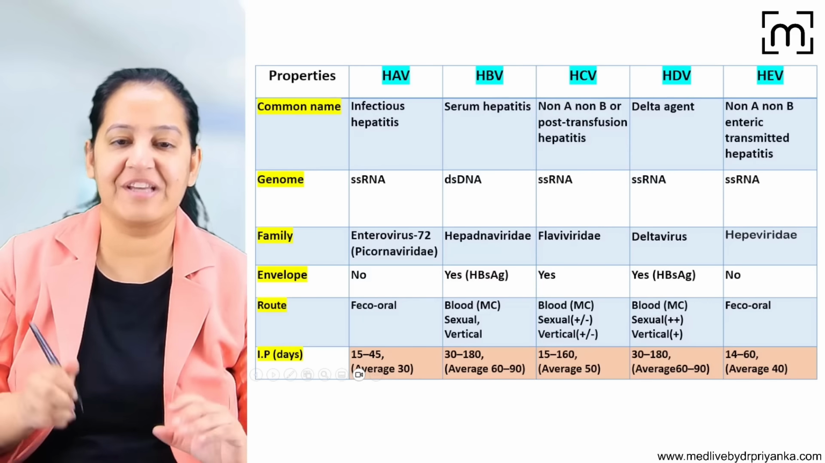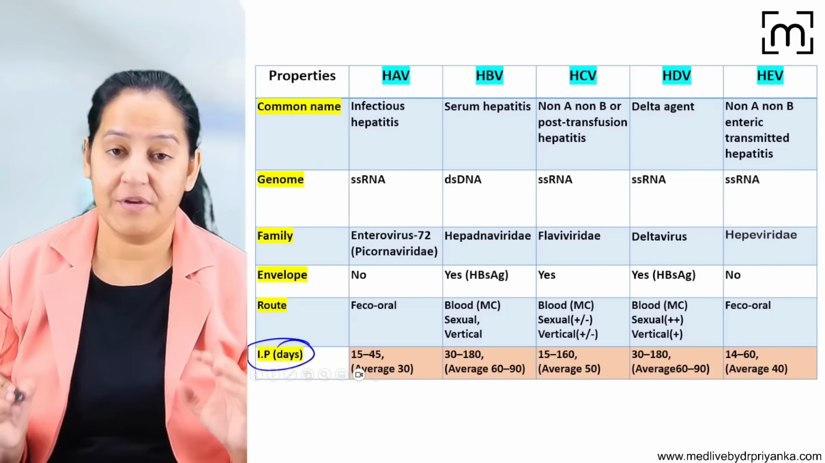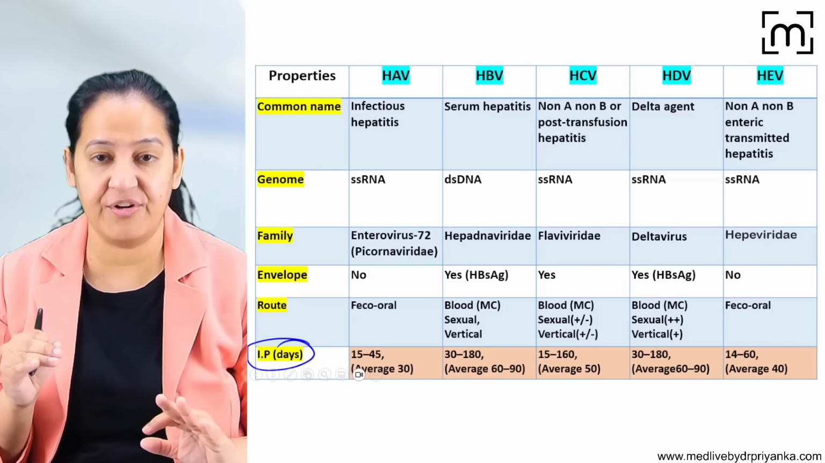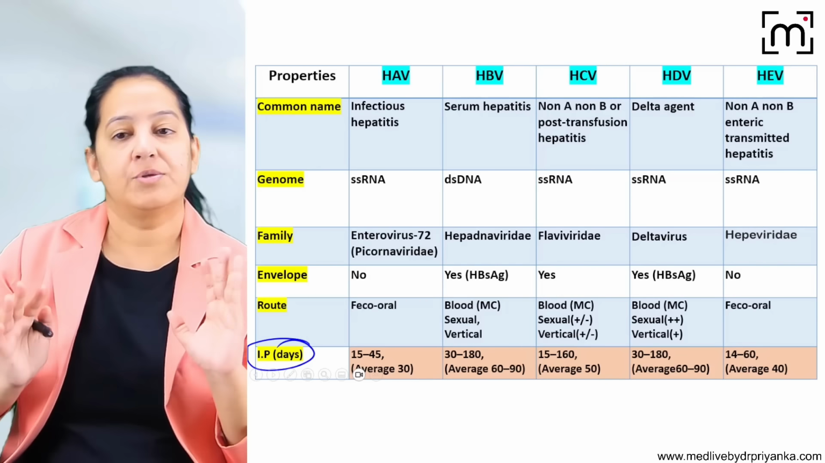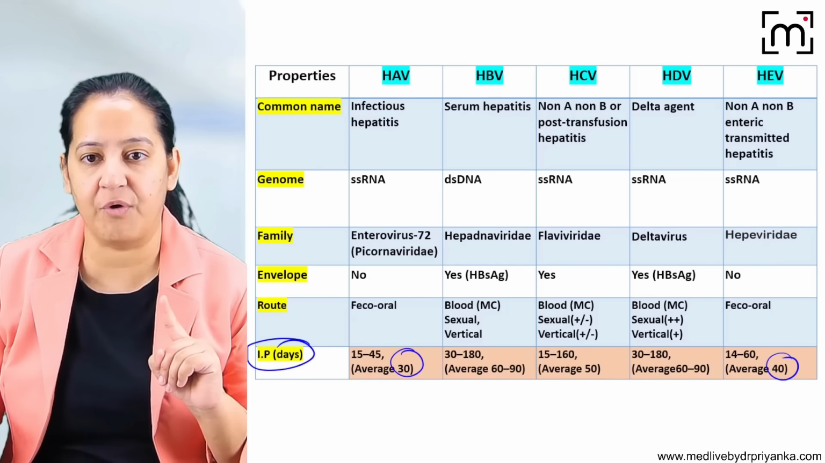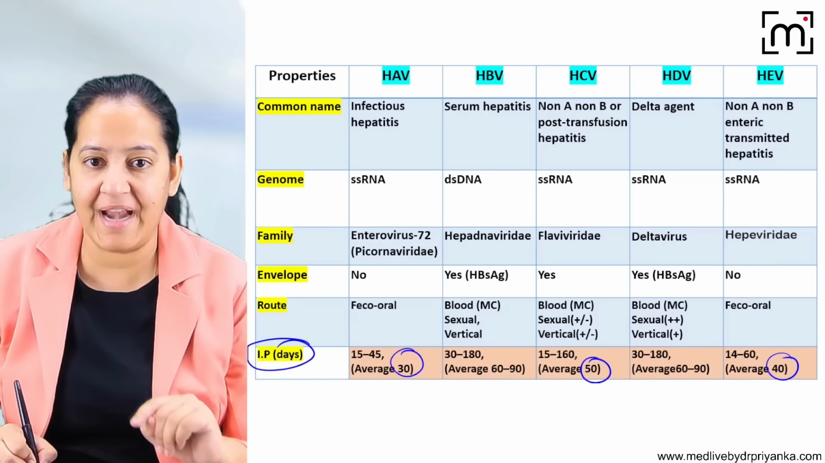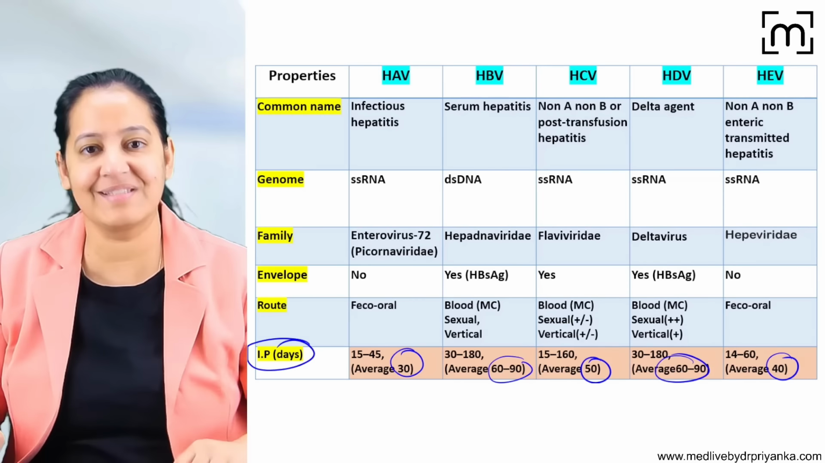Now after the route of transmission, I am interested in incubation period. What do you mean by incubation period? You have to learn the incubation period. When the virus enters the human body, the time after which it presents with the first symptom, that duration is known as incubation period. So learn the average. For hepatitis A, it's 30 days. For hepatitis E, it's 40 days. And for hepatitis C, it's 50. 30, 40, 50 days. For B and D, it's 60 to 90. This is how I learned.